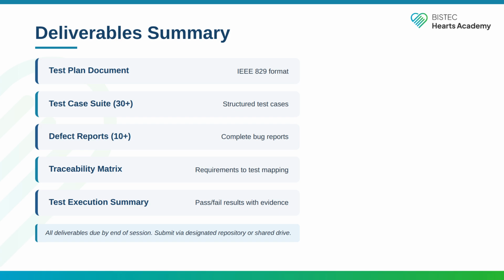The traceability matrix maps requirements to test cases. Every requirement should have at least one test case. Every test case should trace back to a requirement. This is how you prove that your testing covers the scope. The test execution summary is your execution log with pass or fail results and evidence. This is the record that proves you actually ran the tests and documented the outcomes.